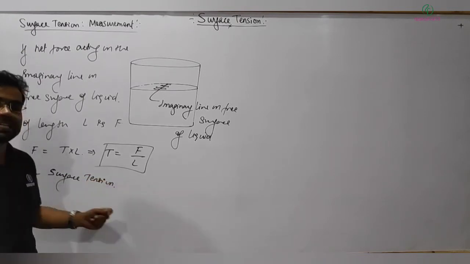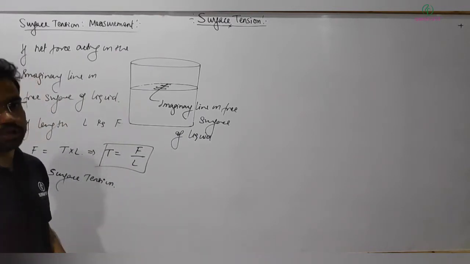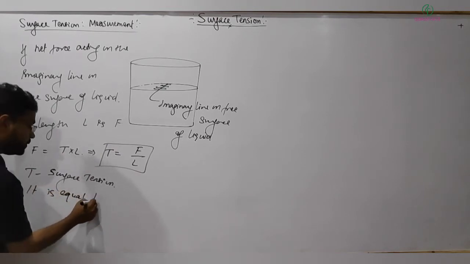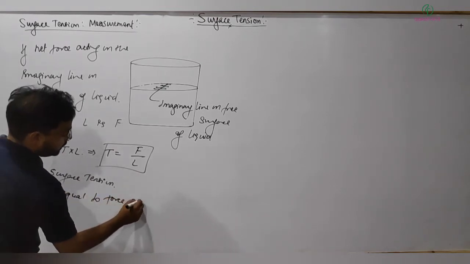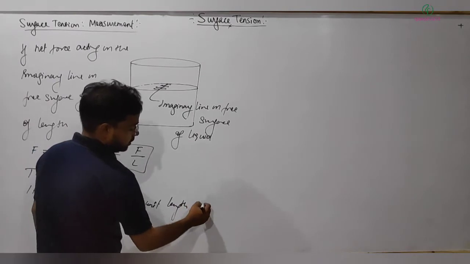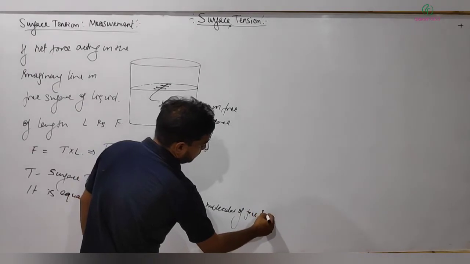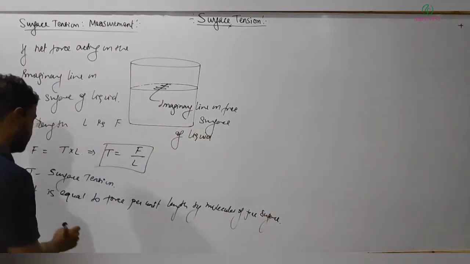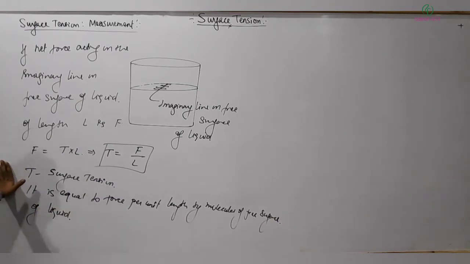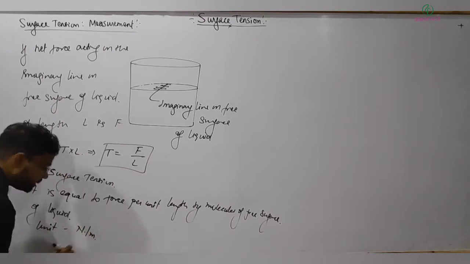So mathematically, surface tension is equal to force per unit length by the molecules of the free surface of liquid, right? So the unit of surface tension will be Newton per meter.